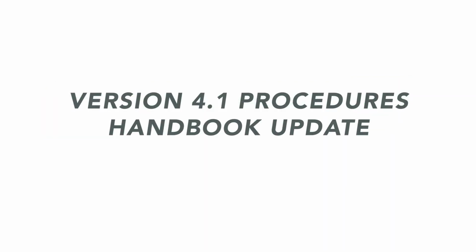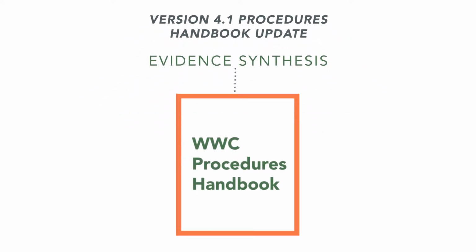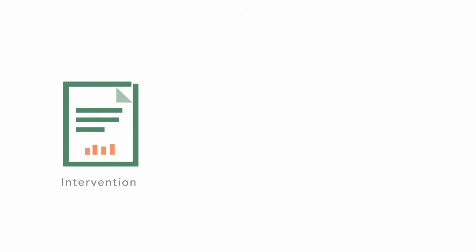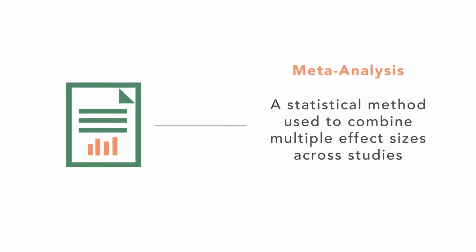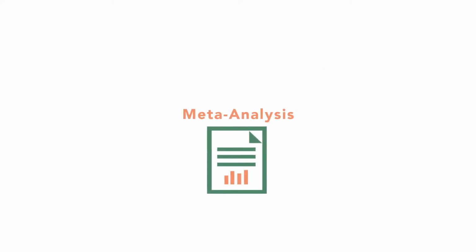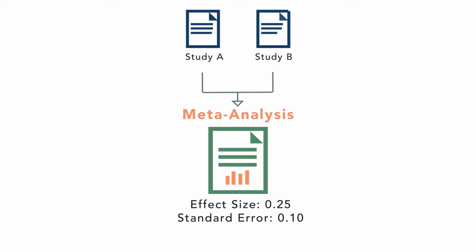The most substantial revision in version 4.1 of the WWC handbooks relates to evidence synthesis. To calculate the overall effect size in an intervention report, the WWC will now use a fixed effects meta-analysis. Meta-analysis is a statistical method used to combine multiple effect sizes across studies of the same intervention.